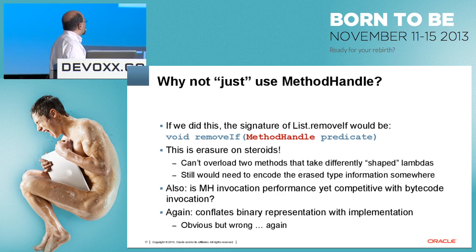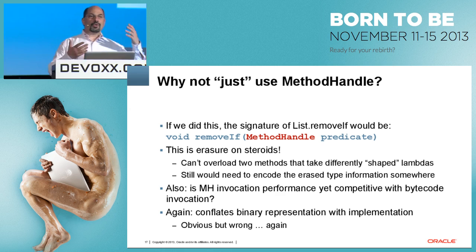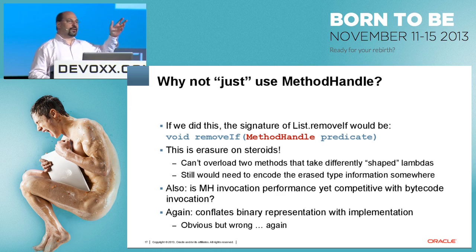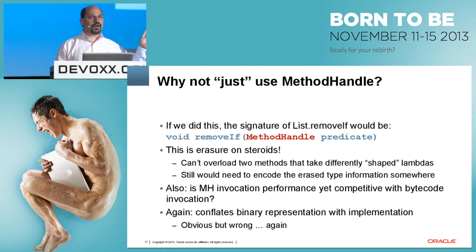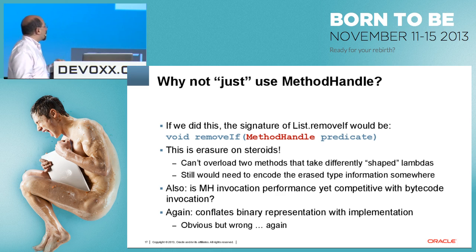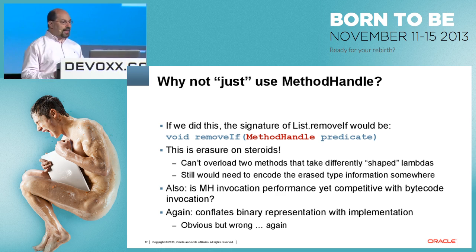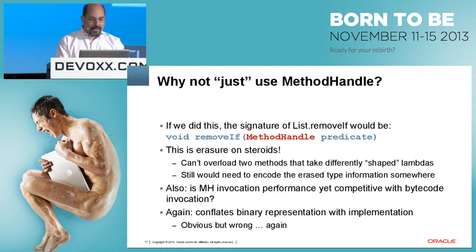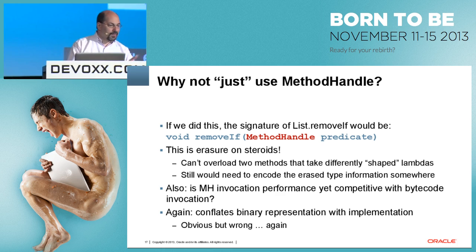But if we did this, now you wouldn't be able to overload two methods in the same class where one takes a function from int to Boolean and another takes a function from Person to String. And that would be even more confusing than the current restrictions of erasure. And still, we would have to encode the type information that was erased somewhere and put that in the class file.